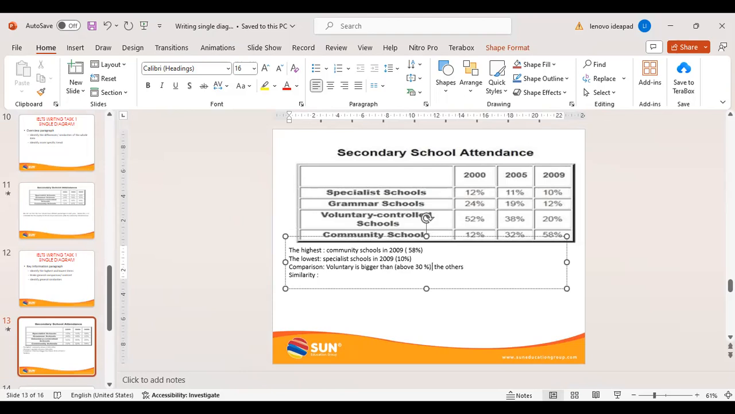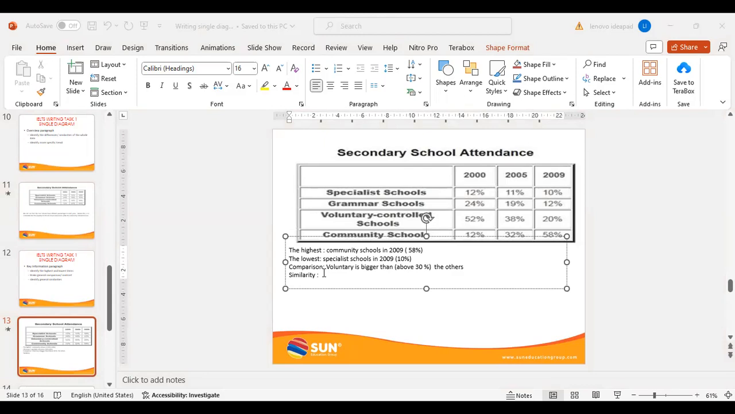Then can you identify any similarity? One similarity is that the three schools drop, right? That's one. Can you identify other similarity? Do you find any same numbers? So can you identify any same numbers? Great. Thank you, Joshua. So three schools got 12%, but in different years.